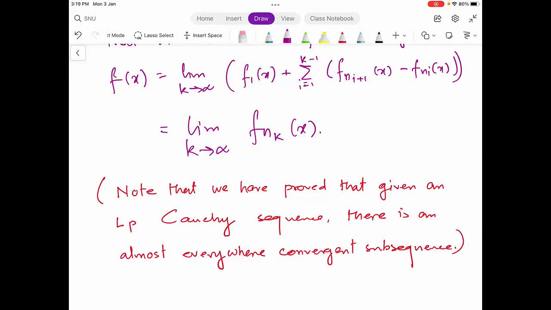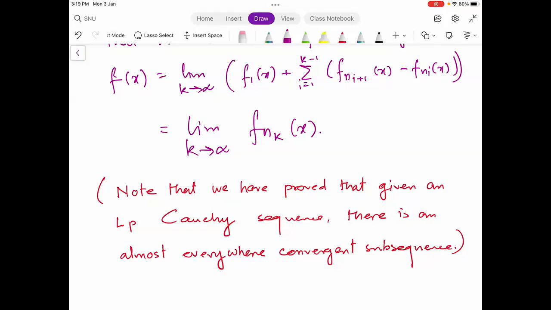So this F is an almost everywhere limit of a subsequence. So this F is my candidate. We hope that this F will be the LP limit. So the first thing that needs to be shown is that this F is in LP. That we don't know yet, right? I mean, it is an almost everywhere limit, but is it in LP?